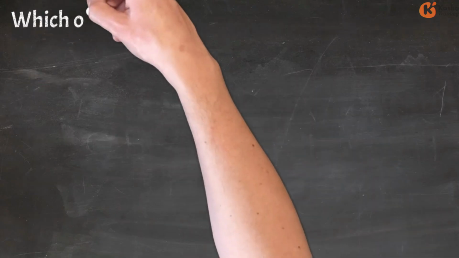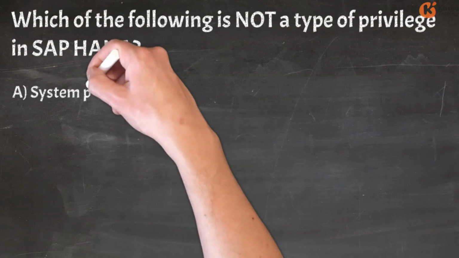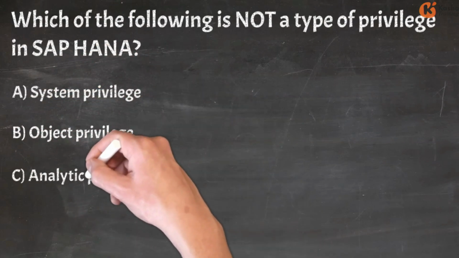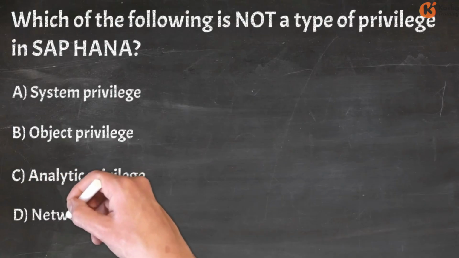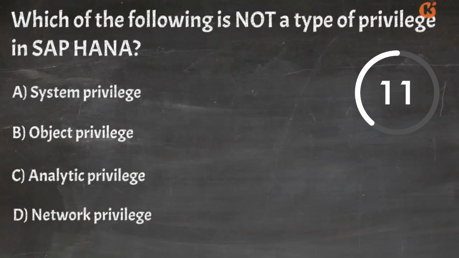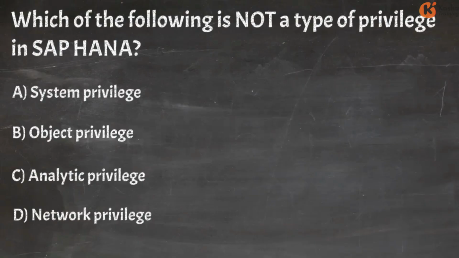Question 4. Which of the following is not a type of privilege in SAP HANA? A. System privilege. B. Object privilege. C. Analytic privilege. D. Network privilege. Correct answer D. Network privilege.